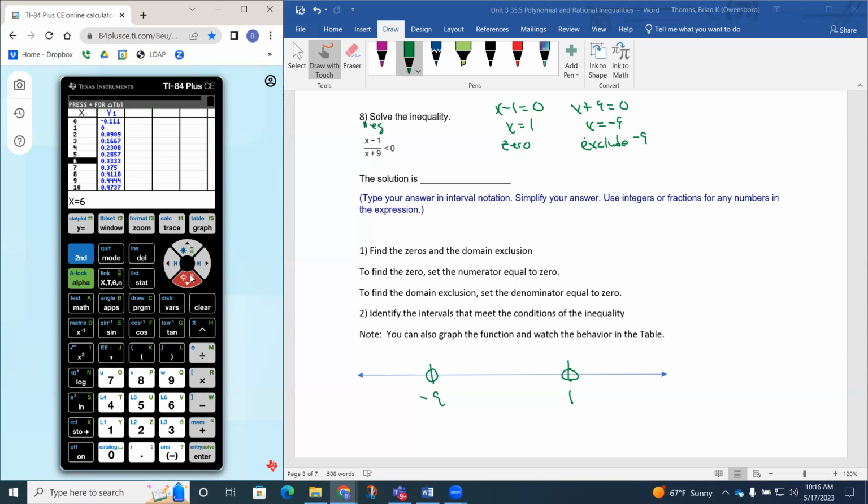If you go to the right of 1, you're ending up with small values, but since the degree of the top and the degree of the bottom are the same, it looks like they're approaching 1. But they are staying positive. So to the right of 1, the values are positive. If I go between -9 and 1, looking at your y values, they're all negative until you get to -9, and then it gives me that error. So in between here, the answers would be negative.